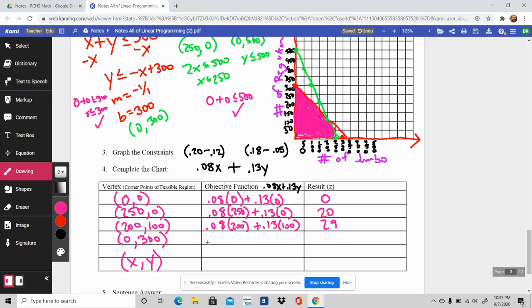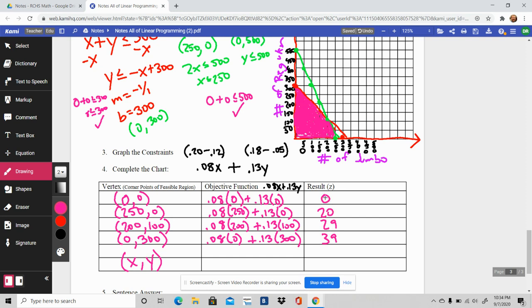And then the last one, 0.08 times 0 plus 0.13 times 300 is going to give us 39. All right, so these are our values. Remember, our objective was to maximize profit. All right, so this is talking about our profit. So 0, 20, 29, and 39.